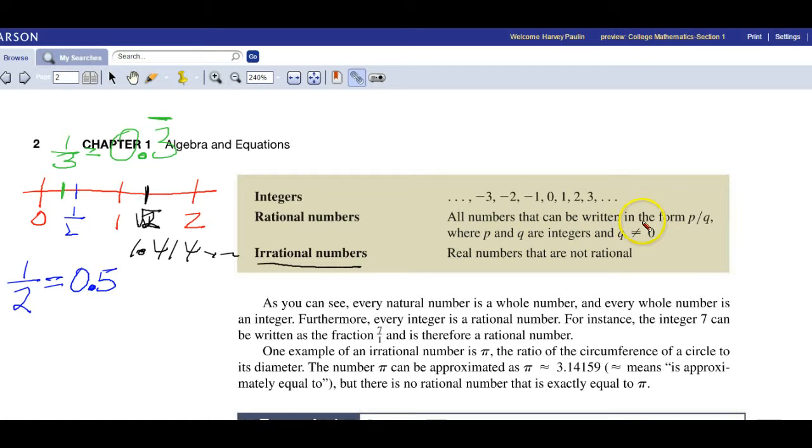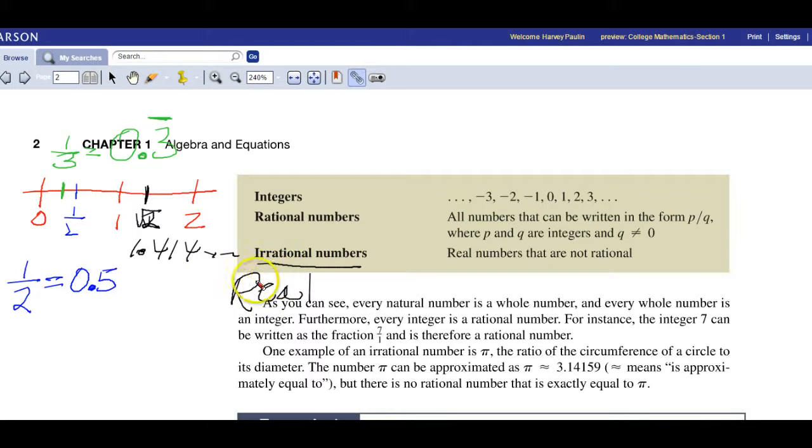Now, rational numbers then, we said, are all of the numbers we've talked about, the counting numbers, the whole numbers, the integers, these fractions between the integers, as long as they terminated or had a repeating pattern. All these others are called irrational numbers. Now, all of these numbers on the number line are real numbers.